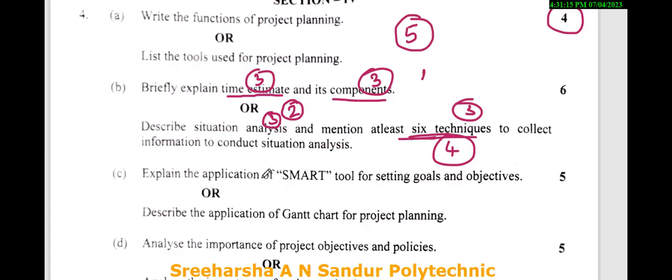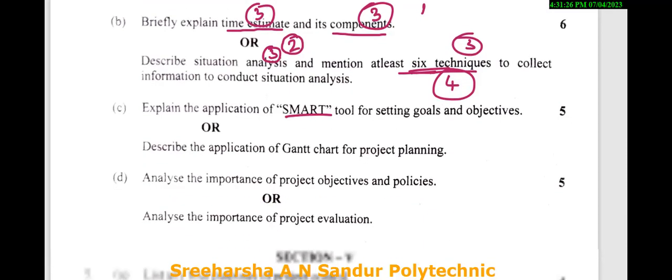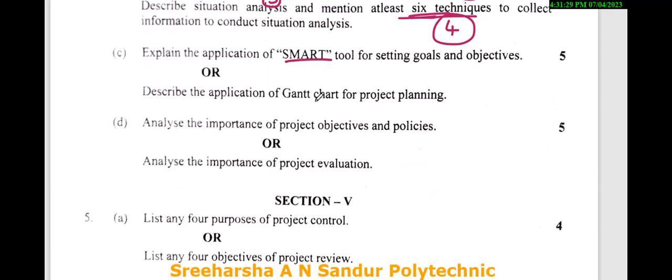Then explain application of SMART tools for setting up the goals. Here it is for 5 marks, as we have 5 tools, so you will be explaining 5 different tools here. Describe Gantt chart for project planning. Whenever you are explaining this, or if they ask describe application of network diagram, or describe Gantt chart, as it is mentioned as application, you will be writing 5 points on application. If it is description or explain Gantt chart, I suggest you draw an example Gantt chart and then explain it.